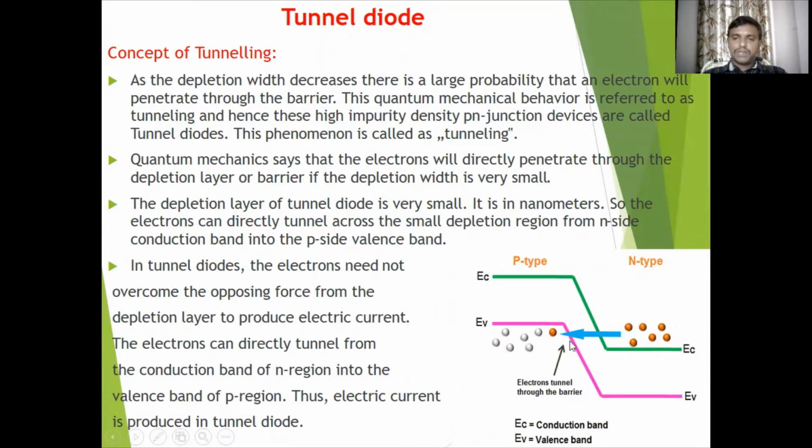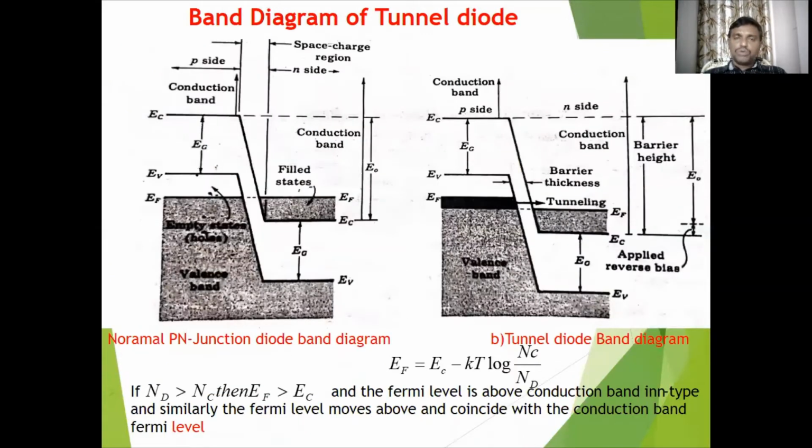You can observe here the valence band and the conduction band of n-type, and the valence band of p-type. They overlap, and the electrons from n-type penetrate into the valence band of p-type because of the small depletion width. This process is called tunneling, and because of it, these diodes are called tunnel diodes. So that is the introduction, and we'll go on to the band diagram of the tunnel diode.